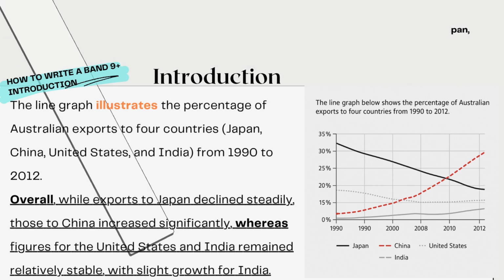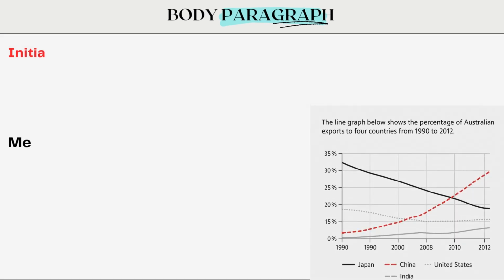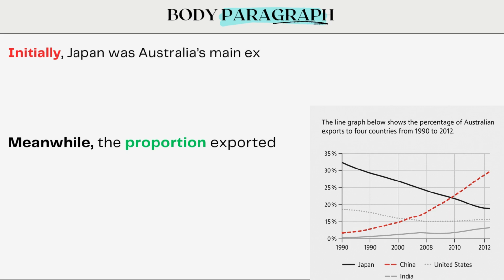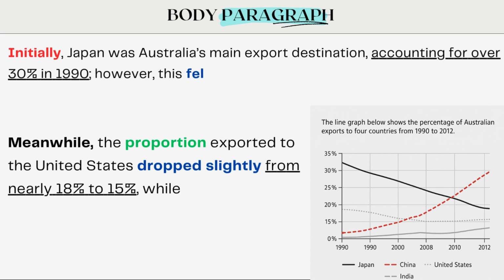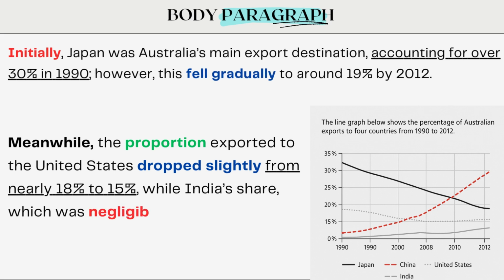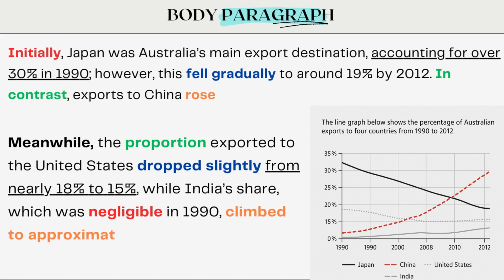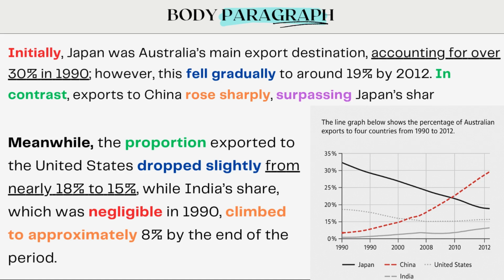Let's get into the body paragraph. Here you're going to say why the words are highlighted. So these are for your understanding, what kind of synonyms I have used. This highlights the synonyms, the connectors, and how complex sentences are made. So here, initially, Japan was Australia's main export destination, accounting for over 30% in 1990.